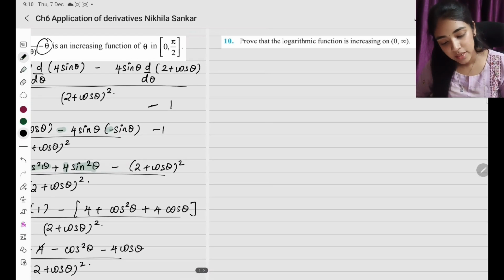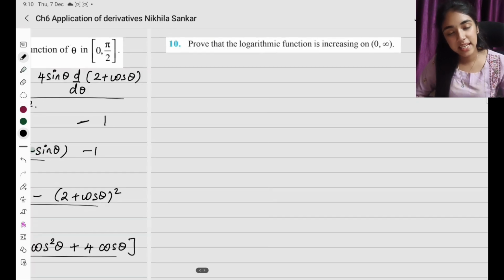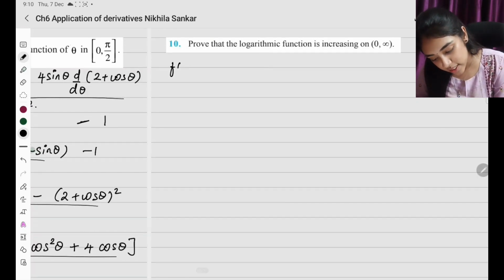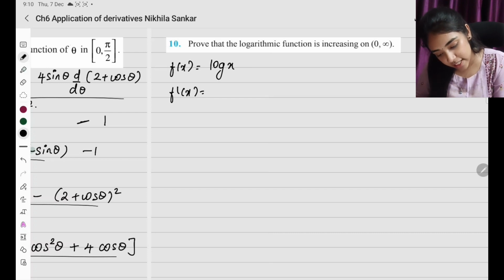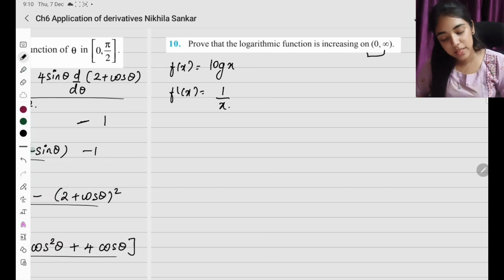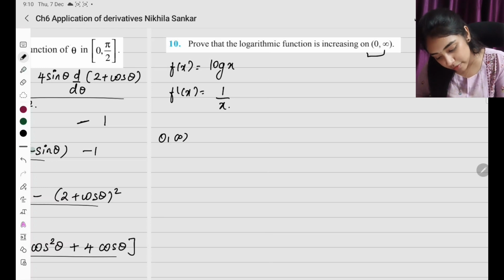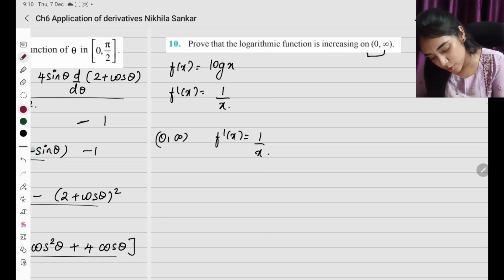Question number 10. Prove that the logarithmic function is increasing on 0 to infinity. So, it is given that f of x is going to be some log function. So, f dash of x is going to be 1 divided by x. It's going to be 0 to infinity. If x is from 0 to infinity, how does my f dash of x function look? 1 by x, the value is going to be between 0 and infinity.